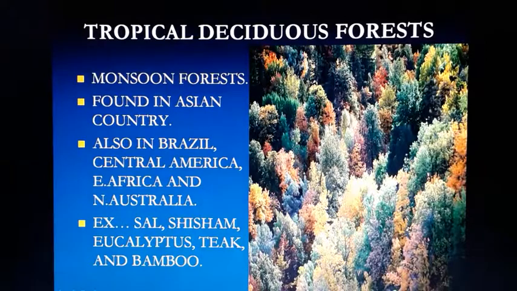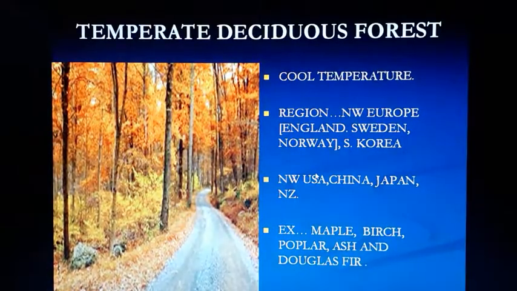The next one is the tropical deciduous forest. These are the monsoon forests, found basically in Asian countries, also in Brazil, Central America, East Africa, and North Australia. Some examples are sal, sisam, eucalyptus, teak, and bamboos. They are easily found over here.